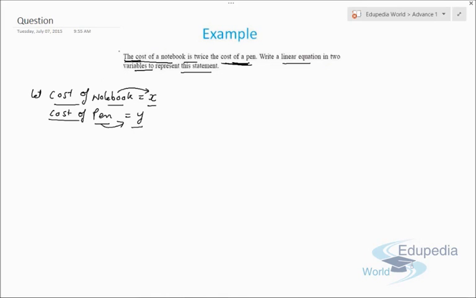Now if we go according to the question, the cost of the notebook is equal to twice the cost of the pen, meaning it is 2 times Y. So the equation becomes X equals 2Y, or this equation can be written as X minus 2Y equals 0, which is a linear equation in two variables.